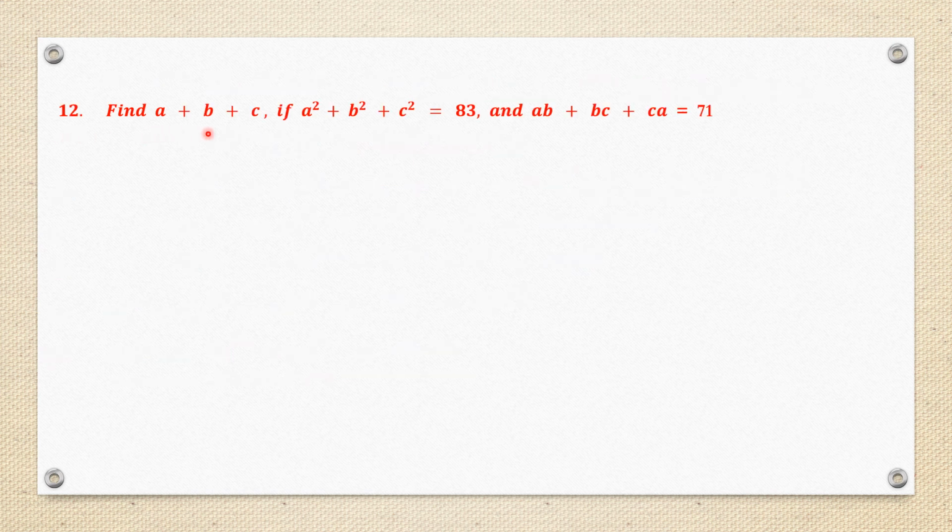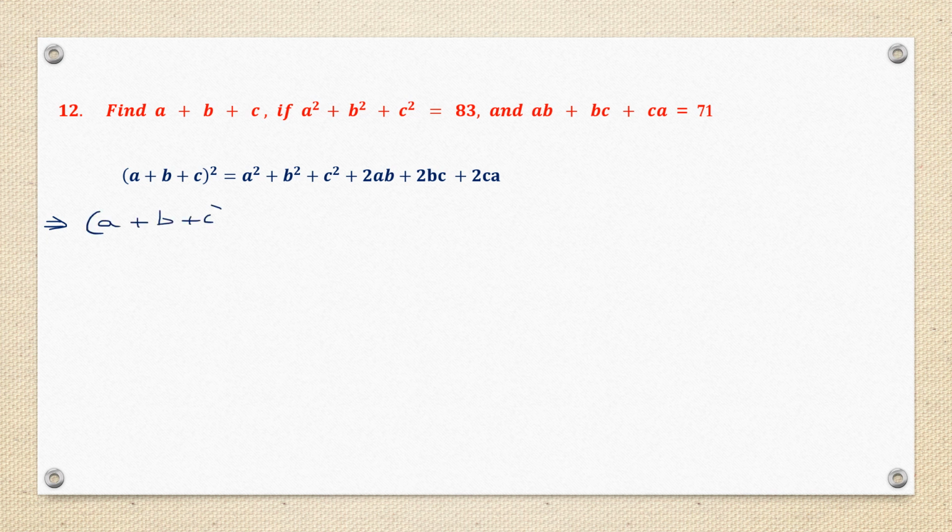Question 12. Find a plus b plus c if a square plus b square plus c square is 83 and ab plus bc plus ca is 71. Again, we can apply this formula. So here what we are going to do is, this is what we need to find out, and that is on the left hand side. So we are going to leave that as it is. That is, a plus b plus c is what we need to find out.